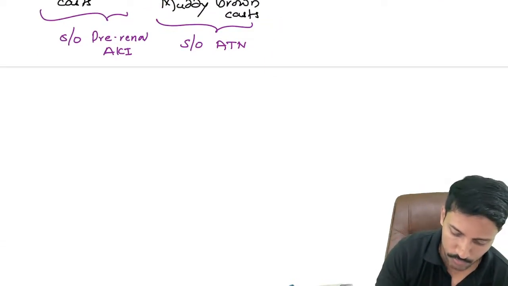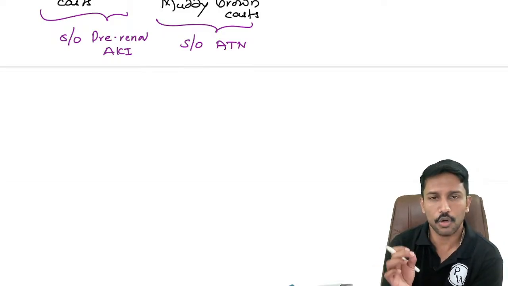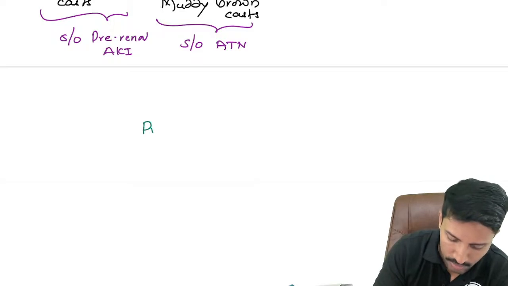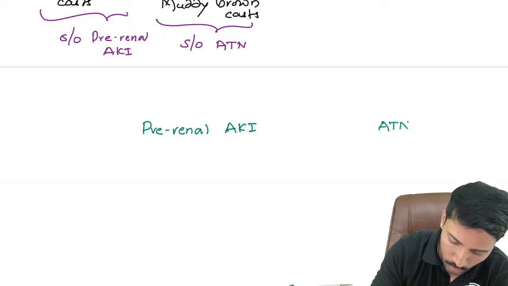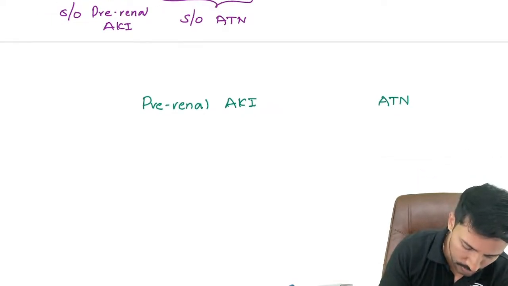So that's why in many universities, there is a 3-mark question as part of the 10-mark question asking you to write a short note on differentiation between pre-renal AKI and ATN. So we'll put a small table, pre-renal AKI and acute tubular necrosis. Okay, so a few parameters that we will discuss here. First one is the urine microscopy, which we have already discussed.